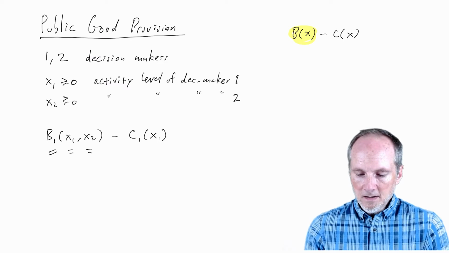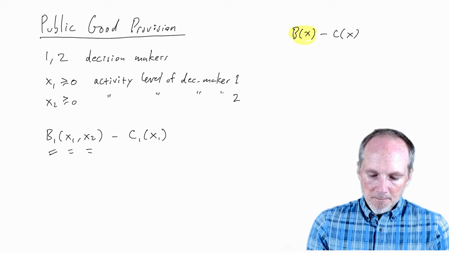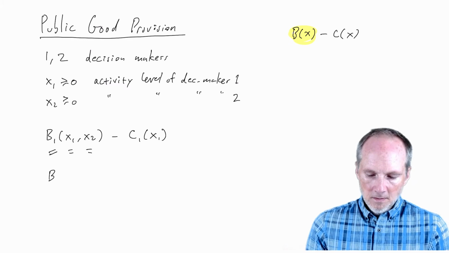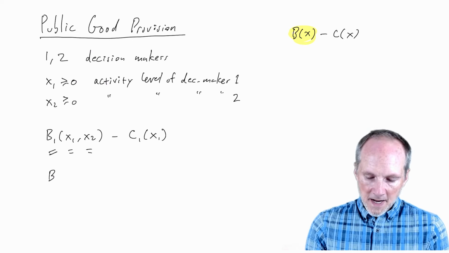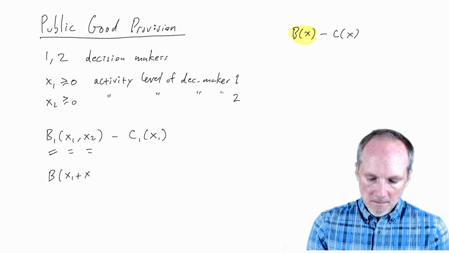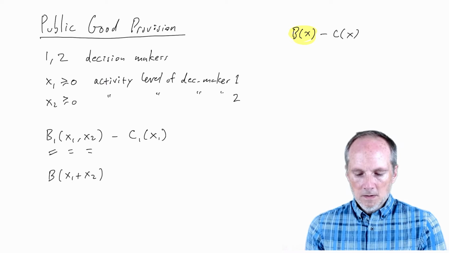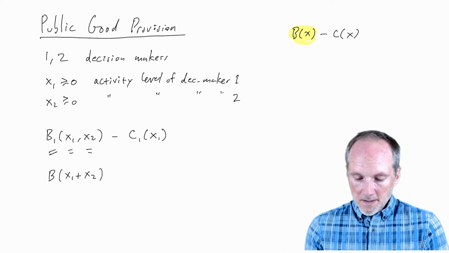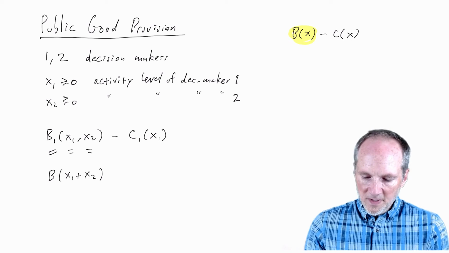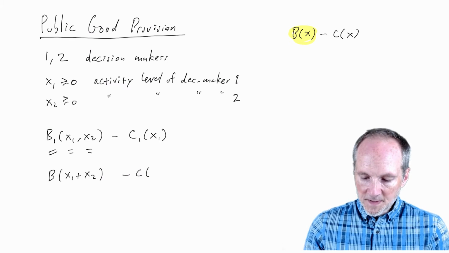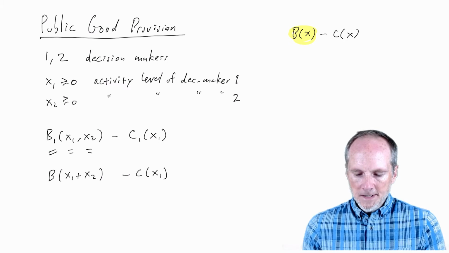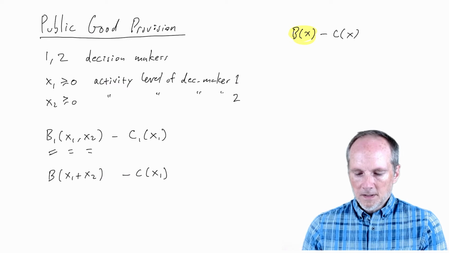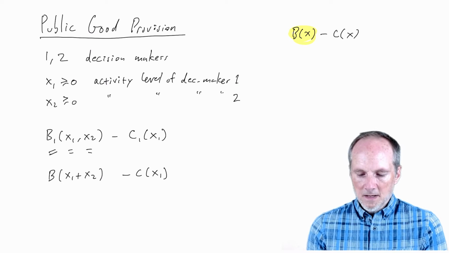Here we'll look at a simplified model where the benefit function will be the same. It'll have the same functional form for each decision maker. So I'm going to drop the subscript, and it only depends on the sum of the two activity levels. In fact, I'm going to generalize that in just a little bit. We'll assume the cost function also has the same functional form, so I'll drop the subscript there as well. So let's say decision maker one's cost benefit problem would be to maximize this expression here.